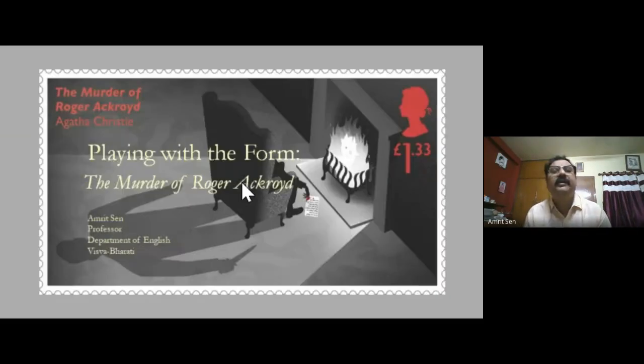So we have taken a look at the ways in which the form has moved. We've made distinctions between the classical whodunit and the other forms of detective fiction, the hard-boiled detective fiction. We've talked about the typologies. We've talked about the amateur detective and his role in bringing justice. We've talked about the ideology of the form.